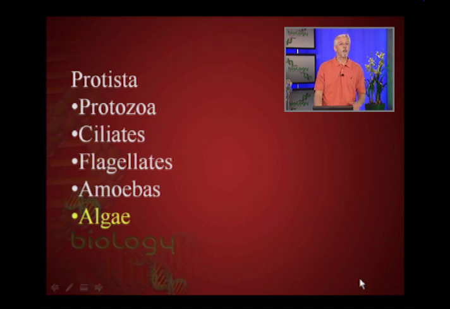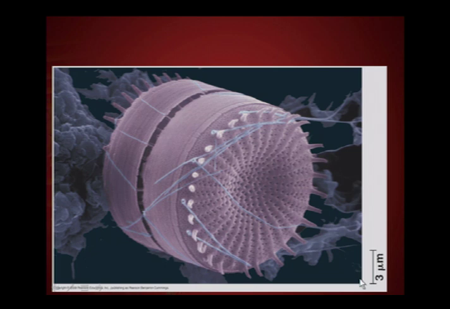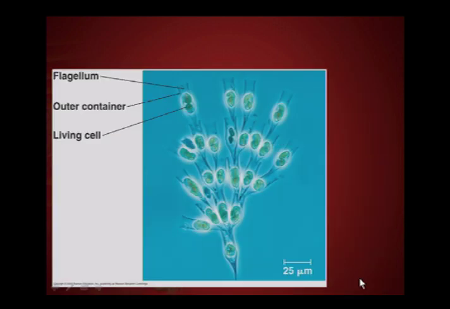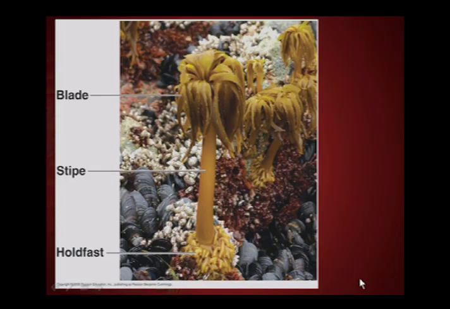And then again, the term algae is a reference to the multicellular protists that lack tissue differentiation. And they're also photosynthetic. The algae can be unicellular as well. So they can be the unicellular protists that are photosynthetic, or multicellular ones that are photosynthetic, or colonial forms that are photosynthetic.